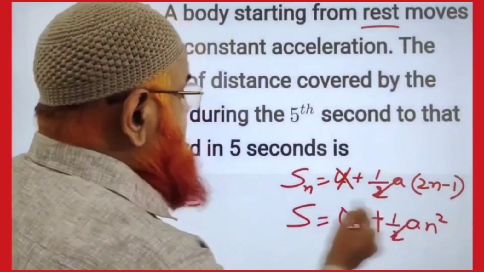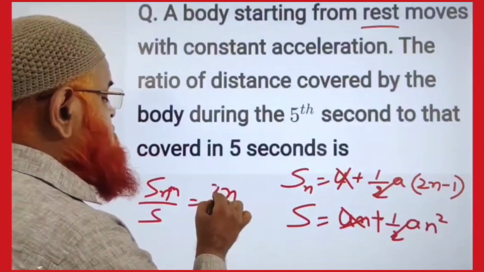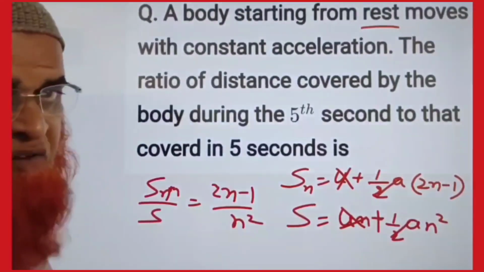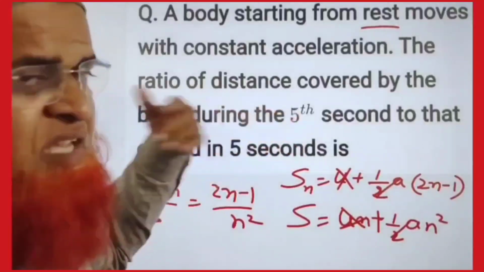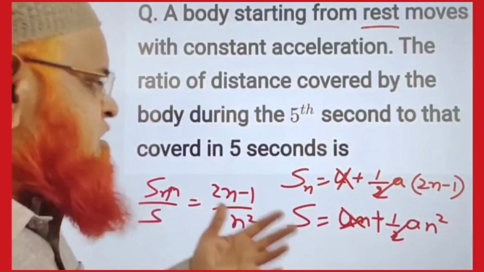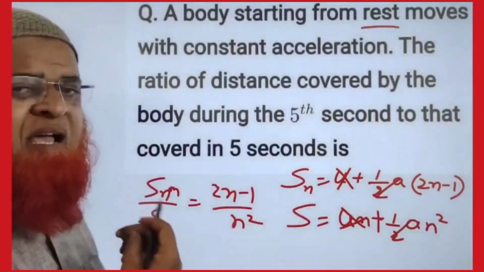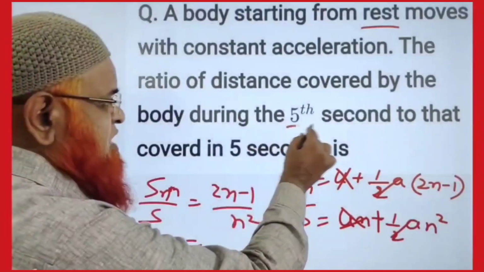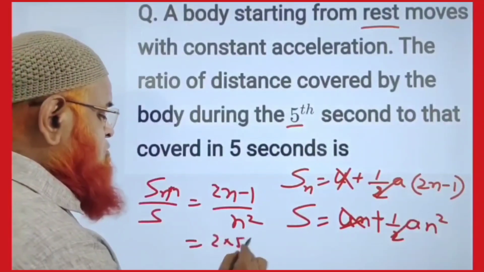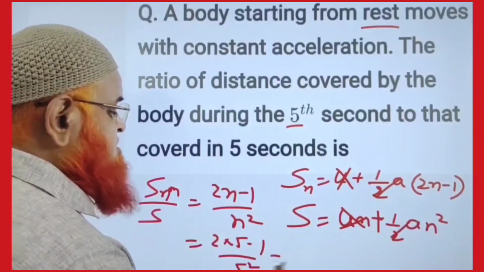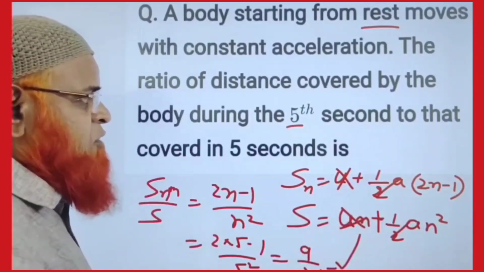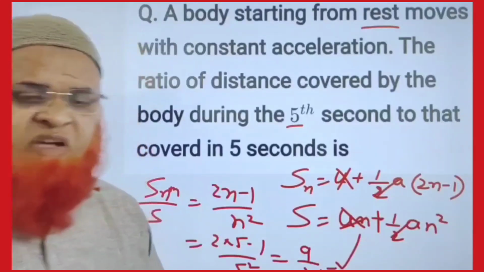So half a gets cancelled. It is nothing but (2n minus 1) by n square. This is going to be your shortcut formula. So it is 5th second or 6th second or 7th second, whatever it may be, if you use this shortcut you get the answer in fraction of seconds. You can just see here, (2n minus 1) is nothing but 2 into 5 minus 1, by 5 square, which is nothing but 9 by 25 is your answer. Therefore, 9 is to 25 is the answer.